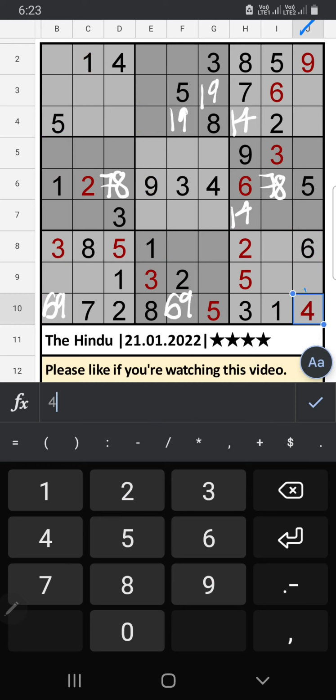Column J we have 4. So 4 can't come in this cell. Then 4 is confirmed here. Then 1 is confirmed here. Then in this grid only 2 numbers are remaining. 3 and 1 will confirm later.